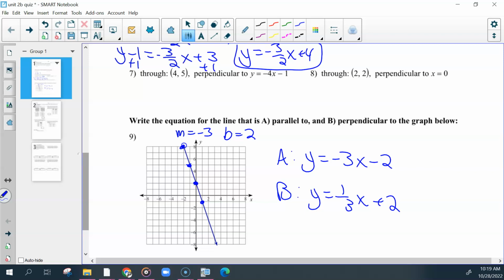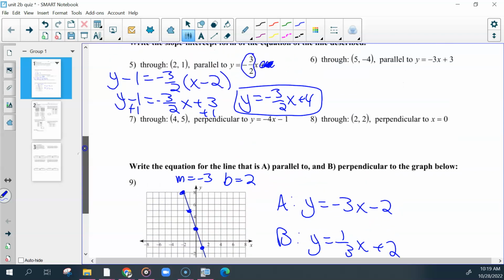Seven, yes. So for 7, it's similar to 5, but we're looking for perpendicular now. So we have to take this slope and flip it. It's already negative, so we're going to make it positive. We're going to ignore the y-intercept that is given and use the point. So y minus 5 equals 1 over 4 times x minus 4.